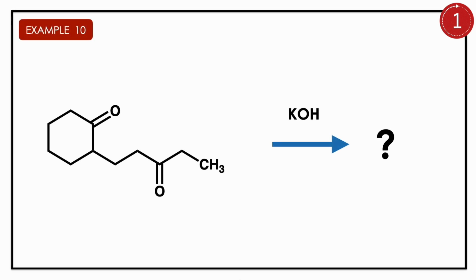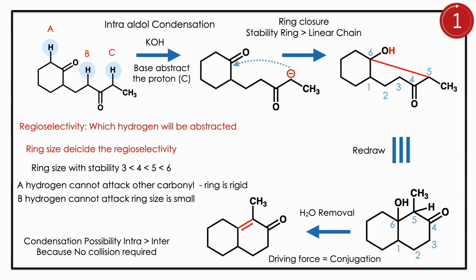Then the next example, you have cyclohexanol. At the second position, you have a side chain, which is a ketone with an ethyl group. You are reacting with base. You should find what will be the final product. If you redraw the molecule, you might realize the possibility of aldol condensation. Intramolecular aldol condensation is possible. There are three sets of hydrogen, A, B, C. That is the regioselective possibility, which hydrogen will be removed.